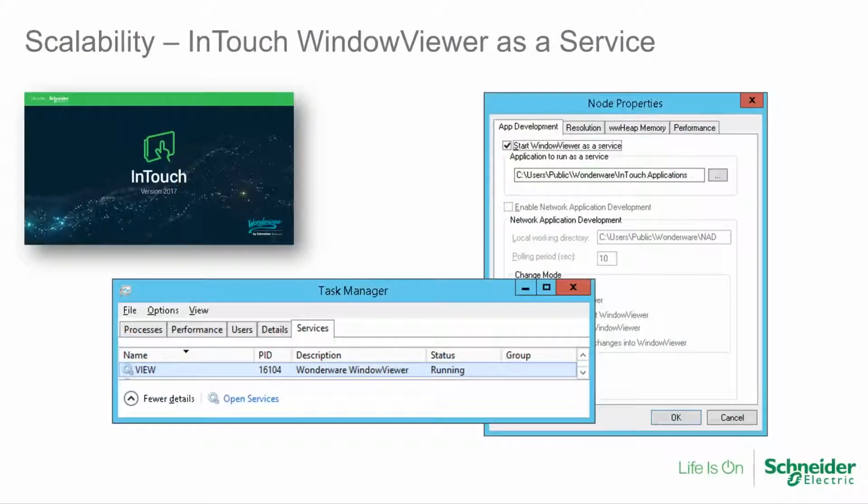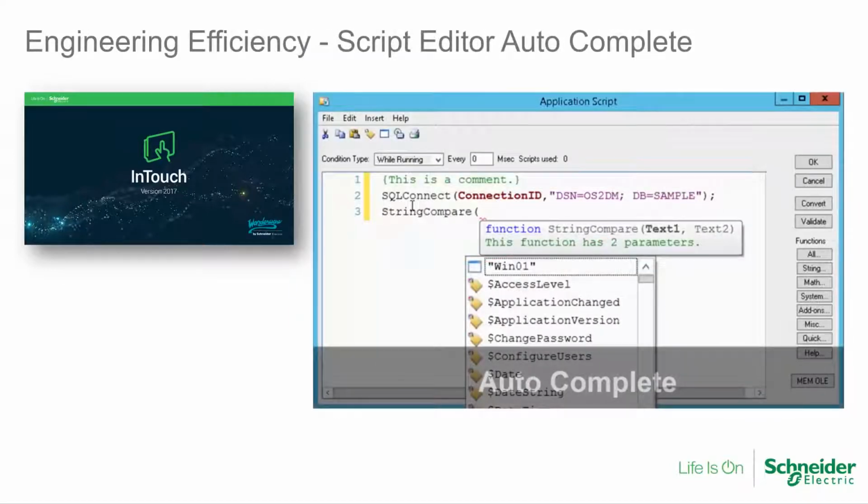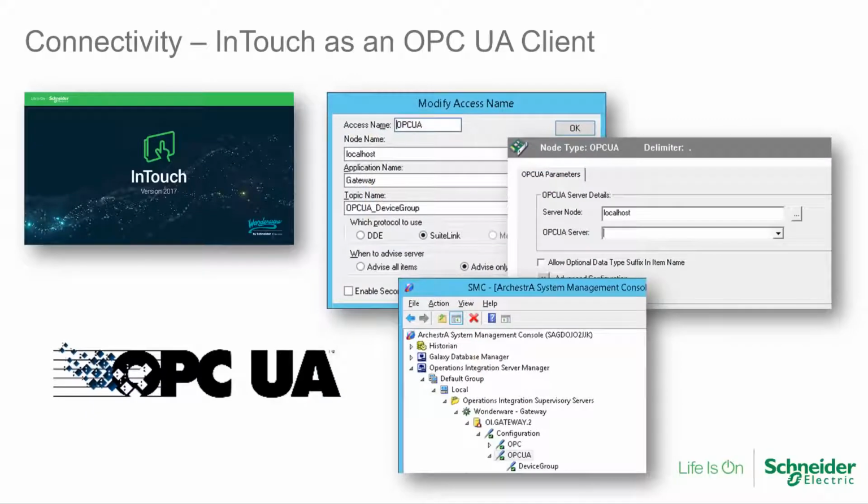In addition, InTouch 2017's window viewer can be run as a service, allowing operation as a headless data and logic server. We've also made dramatic improvements in the alarming client's performance and added autocomplete to the script editor. And finally, InTouch 2017 is now able to act as an OPC UA client, further expanding its reach into the vast amounts of data within our users' production environments.